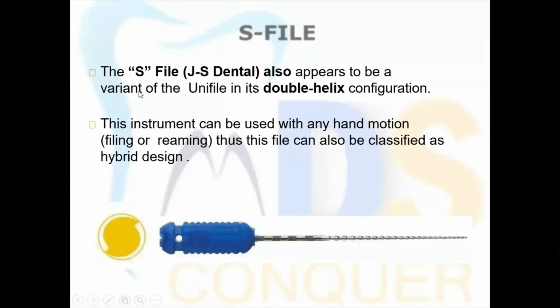And one more modification is the S file. This appears to be a variant of Unifile because it also has a double helix configuration. It can be used in any motion such as filing or reaming, so it can be considered a hybrid design.